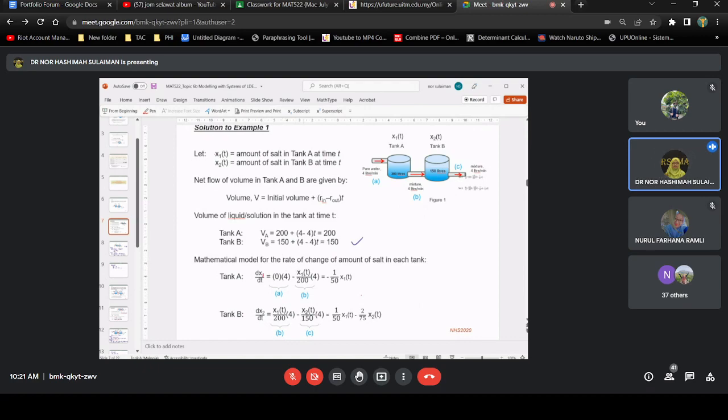Okay, so maknanya concentration dalam tank A untuk dia keluar adalah jumlah salt in tank A divided by the current volume. The volume tadi dia tak berubah, 200 liter. So kita bahagikan dengan 200 liter, darabkan dengan rate of the solution that goes out of the tank, which is 4. Okay, so kita dapat benda ni. And the first term disappears because the value is multiplied with 0. So you simplify 4 kali 1/200, dapatlah negatif 1/50 X1. Okay, are you all with me?